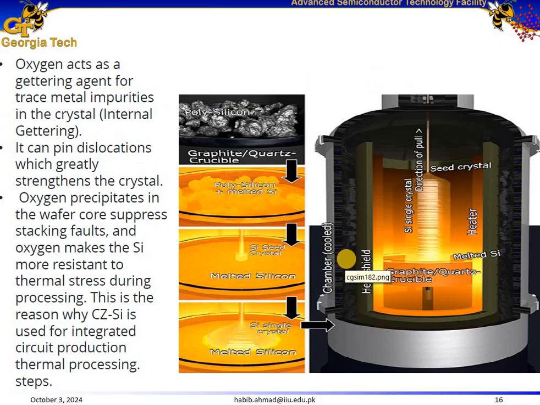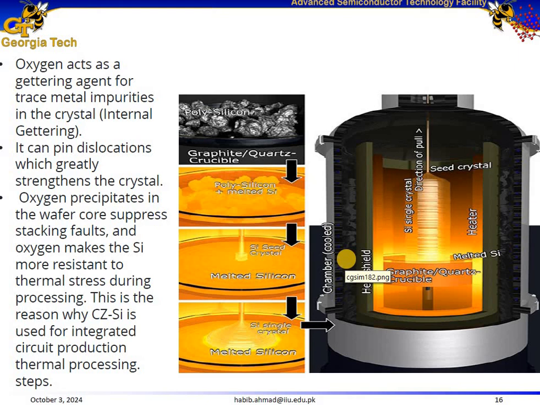This slide provides insight into the role of oxygen in Czochralski's silicon growth process, and it also shows its benefits. Oxygen in the Czochralski's growth method acts as a gathering agent, trapping trace metal impurities within the crystal, a process which is also known as internal gettering. And this enhances the crystal purity.